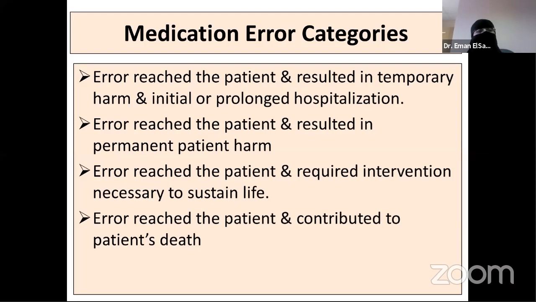Then, error reached the patient and resulted in permanent patient harm. Error reached the patient and required intervention necessary to sustain life. This is a category more difficult than the others. The last category is even more difficult and leads to a more difficult investigation afterward. This is an error that happened to the patient and then led to death. It needs an investigation after this, a root cause analysis, and this is called a sentinel event. A sentinel event is a catastrophe, and an RCA must be made to know the root cause of this problem.